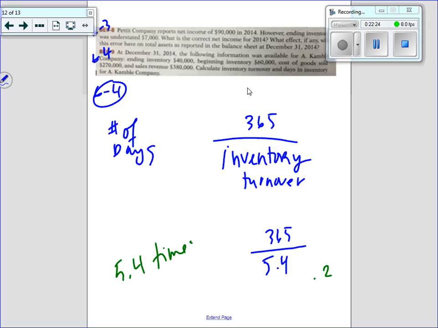What could you tell this company to tighten up this inventory management a bit? What would you tell them to do? Order less initially. Try to increase your sales a little bit. Lower your cost of goods sold. Try to buy cheaper stuff. That's the chapter. You guys did it.